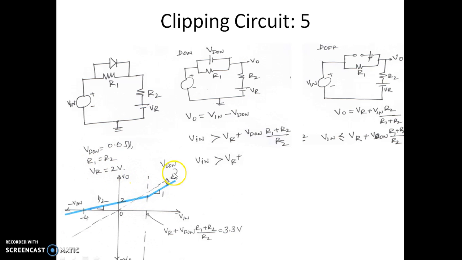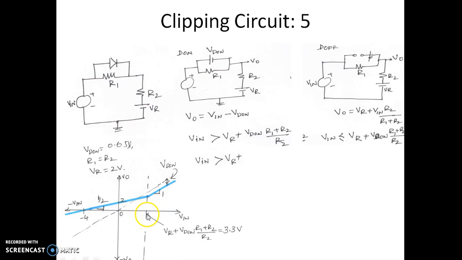When the diode is on, you can see the output voltage is Vin minus Vd on. This dotted line is Vin, and this is the output voltage. You can see the output voltage is always less than the input by a magnitude of Vd on. So this goes in parallel with the input voltage, but it is less by Vd on.